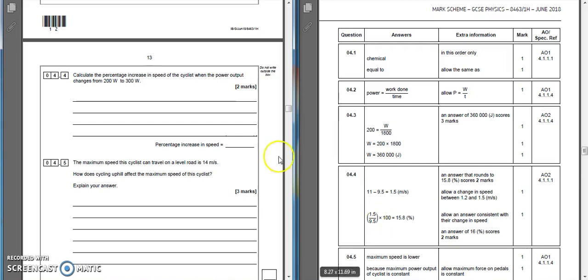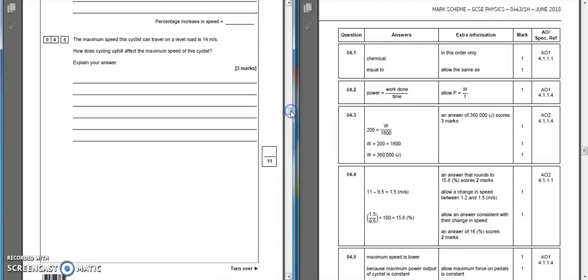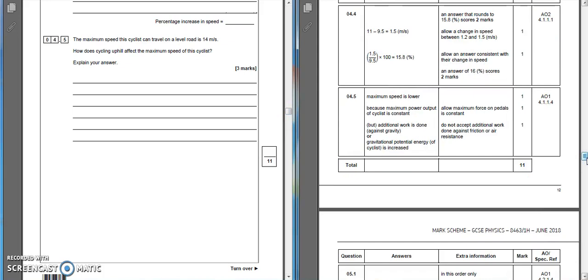The last one in the question says the maximum speed is 14 meters per second on the flat. So what's going to happen to the maximum speed if we're going uphill? 3 key points here. First, easy mark, the speed is going to be lower. That's because, and here you've got a couple of points where you can get the marks, the maximum power output is constant, is fixed, so that's not going to change.